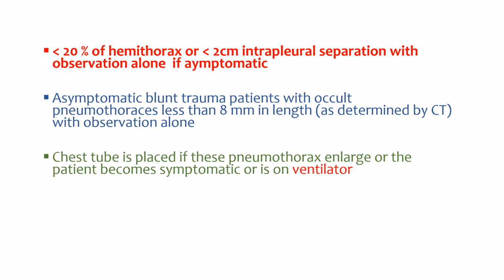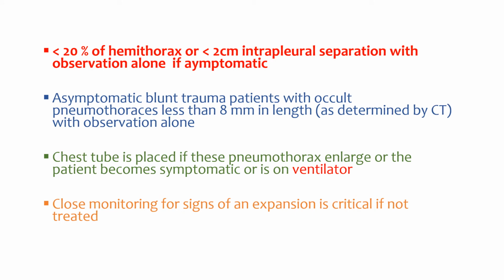Then if any of the pneumothoraces are enlarging or the patient becomes symptomatic or is on the ventilator, then they have to be treated with a chest tube. And close monitoring for signs of expansion is critical if you are not treating the pneumothorax, especially on the ventilator. Some people leave these small occult pneumothoraces alone, but it can be very dangerous. Again, opinion is divided, and close observation is required because you don't want the pneumothorax to go on increasing at night and the patient crashing at night.